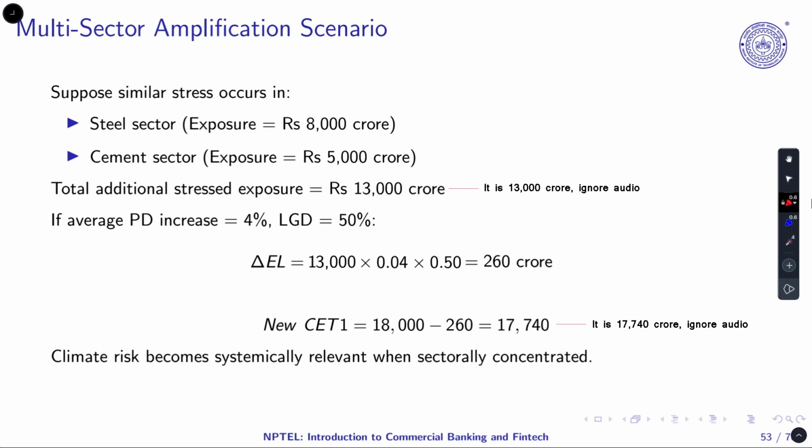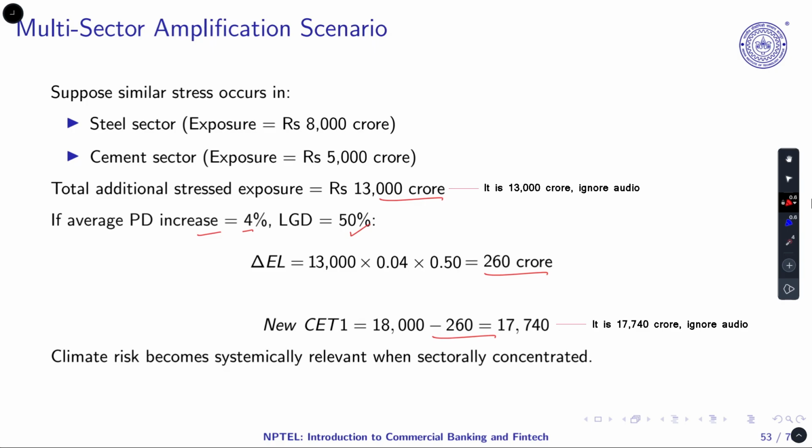Like suppose a similar stress occurs in the steel sector, which comes out to be 8,000 crore, and the cement sector, which comes out to be 5,000 crore. Total additional stress exposures are 23,000 crore. If average PD increases by 4% and LGD is 50%, then we can see that your delta EL is nothing but 260 crore. Your new CET1 is how much? It is 18,000 minus 260. So it is 17,540, and this is where it is very important to note.